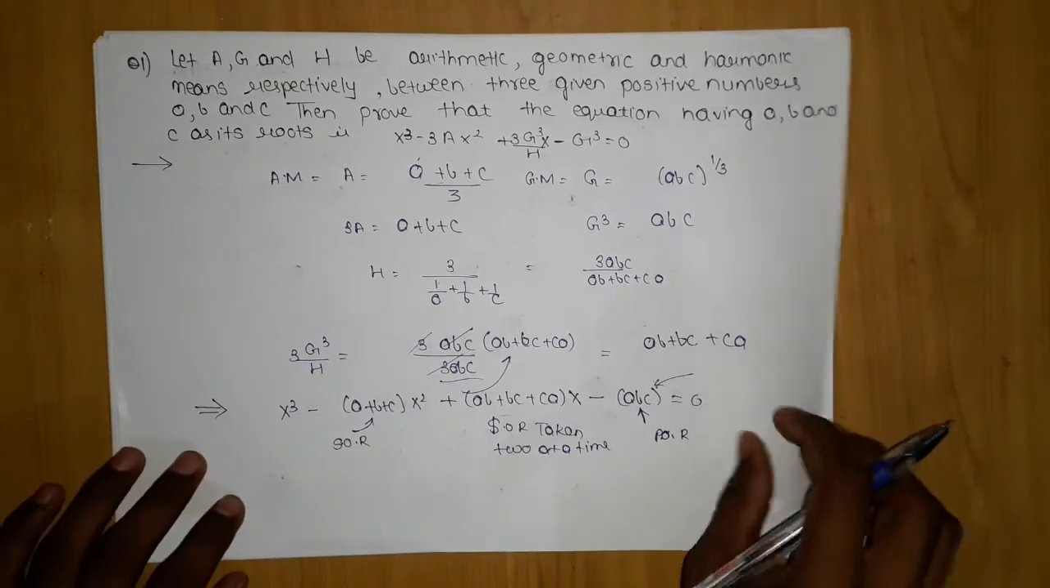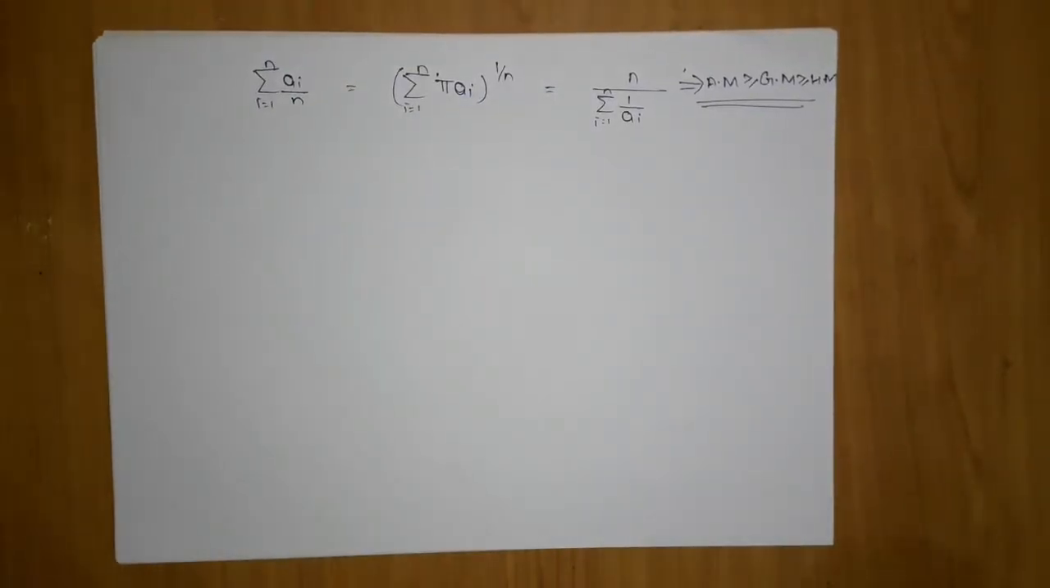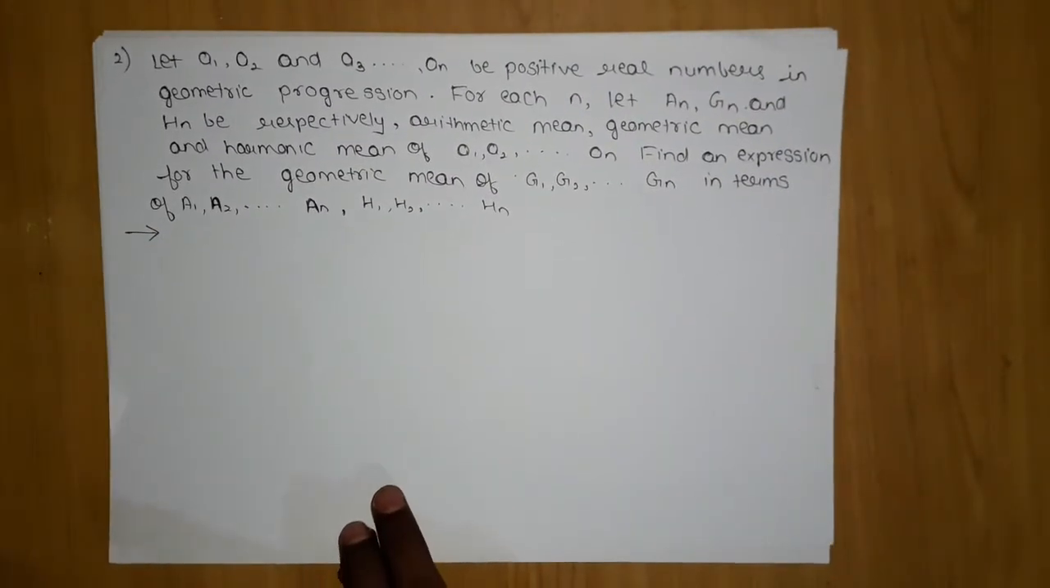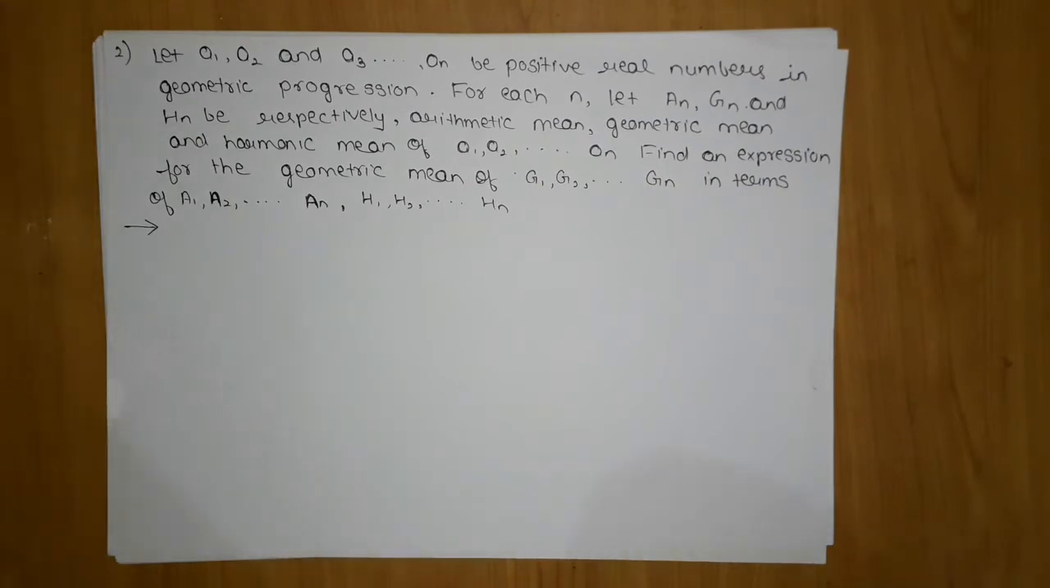Okay, now let's move on to the next problem. The next problem says: let a1, a2, a3, until an be positive real numbers in geometric progression for each n. Let An, Gn and Hn be respectively the arithmetic mean, geometric mean, and harmonic mean of a1, a2, and so on till an. Find an expression for the geometric mean of G1, G2 till Gn in terms of a1, a2 till an, H1, H2, Hn.